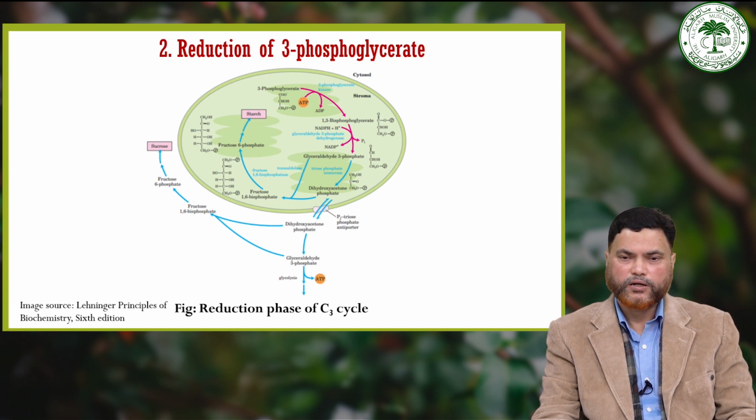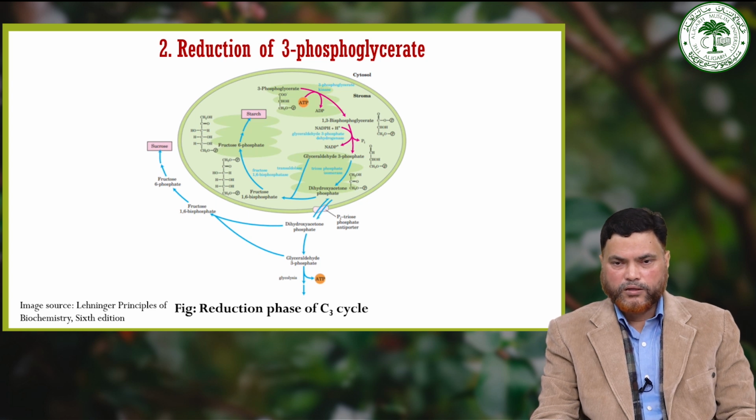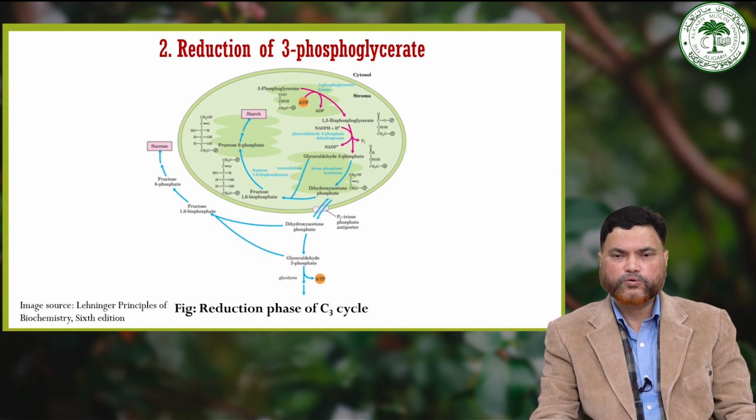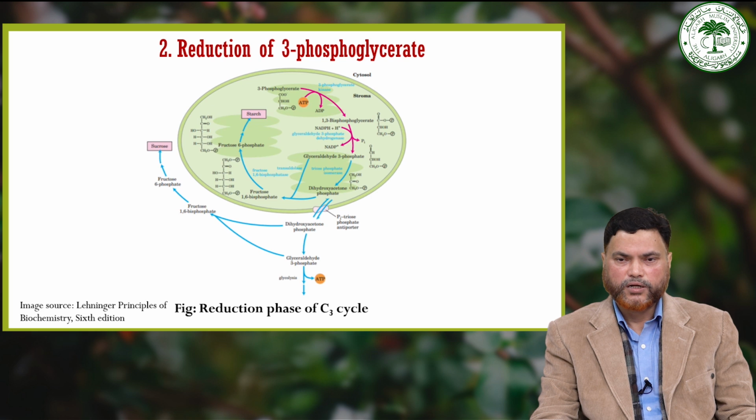Now in the second step, reduction of 1,3-bisphosphoglycerate to glyceraldehyde 3-phosphate. So these 1,3-bisphosphoglycerate molecules are reduced and receive 2 electrons from NADPH and lose one of their phosphate groups, turning into a 3-carbon sugar called glyceraldehyde 3-phosphate. This step produces NADP and phosphate as byproducts and is catalyzed by the enzyme NADPH-specific glyceraldehyde 3-phosphate dehydrogenase. Now, some molecules of glyceraldehyde 3-phosphate are isomerized into dihydroxyacetone phosphate by the enzyme triose phosphate isomerase.